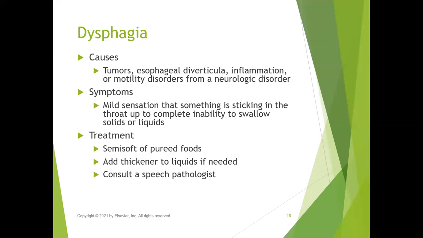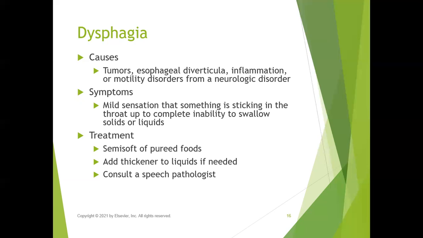Treatment is to give semi-soft or pureed foods. Add thickener to liquids if needed. And there are different thicknesses to liquid, or viscosities. You can give nectar thick, honey thick, and some facilities even have a molasses thick, which is even thicker. And then there are also thin liquids for the people that do not have issues with dysphagia.